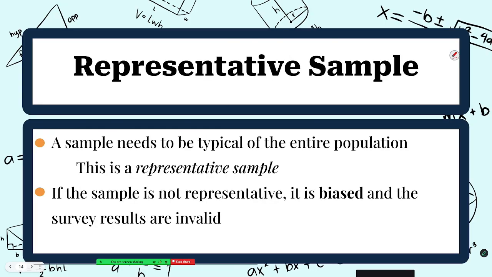When we talk representative sample, we're saying that a sample needs to be typical of the entire population. This is a representative sample. It is representing the population as a whole. If the sample is not representative, then it is biased. And once it's biased, the survey results become invalid.